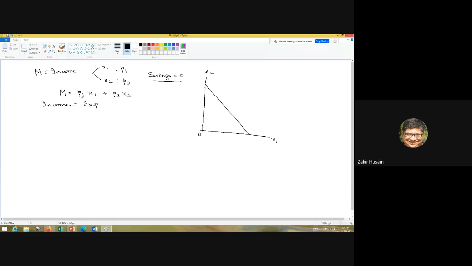Now, this is a level set because if P1 and P2 are fixed, and you take any points like this and put them into the function, the functional value will always be m. Let's think of an example.